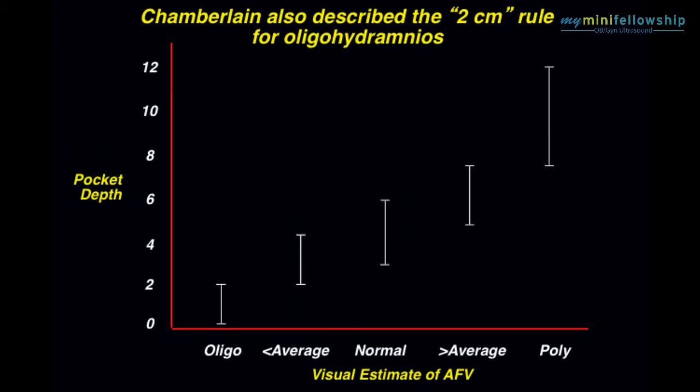We either scored them visually as oligohydramnios or polyhydramnios, or normal. But in the normal group, we allowed ourselves to say it was normal but below average, or normal but above average. Then, 3 months later, we came back. We had large field of view images of the entire uterus, and we measured the single deepest vertical pocket depth we could find on the sonogram, and then created this chart.